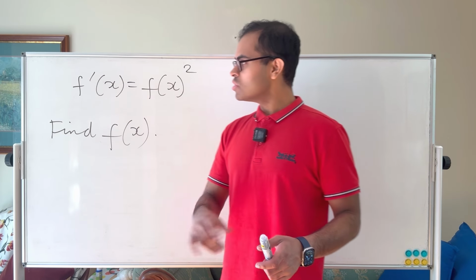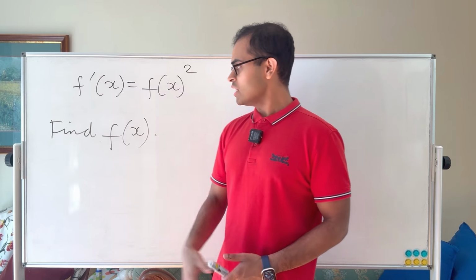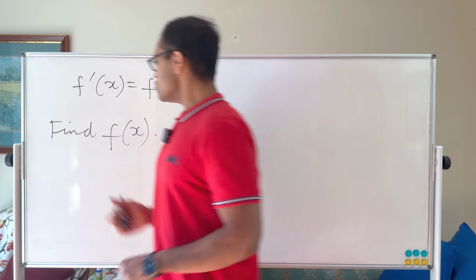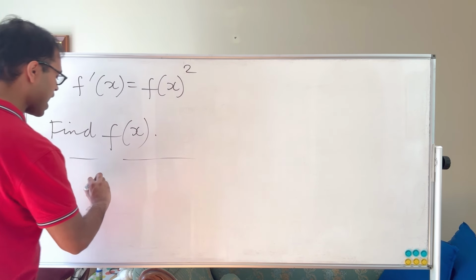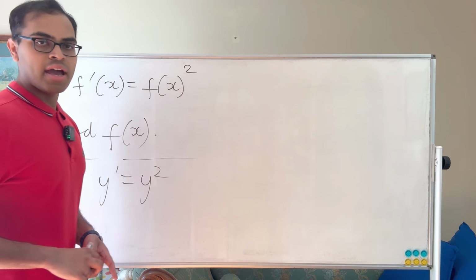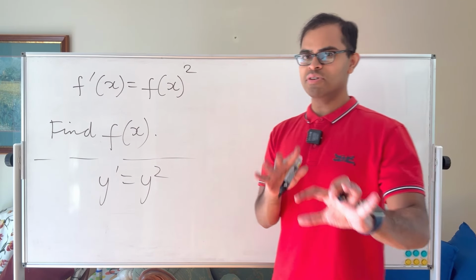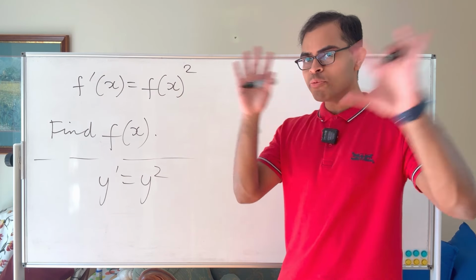Let's see what happens. So here we have the equation f prime of x equals f of x squared. We want to find what f of x is, so I'm just going to rewrite this as y prime equals y squared, where y is a function of x. And this video is also going to be a fun intro to the theory of differential equations. You're going to master it in a fun little example, no prior background assumed.